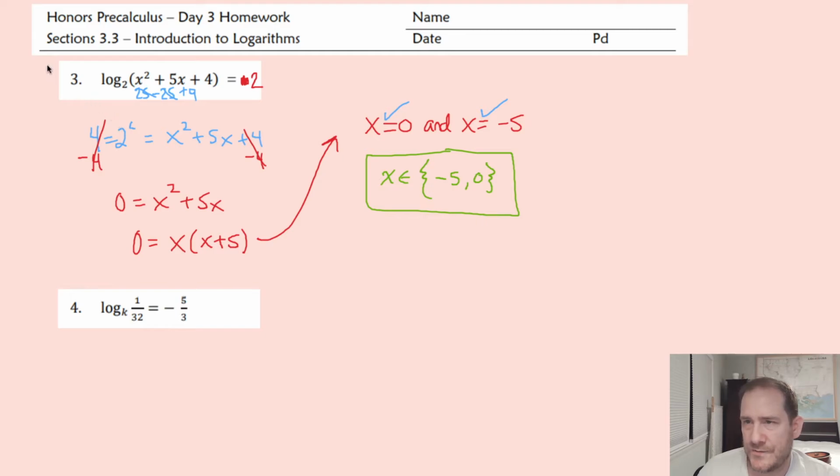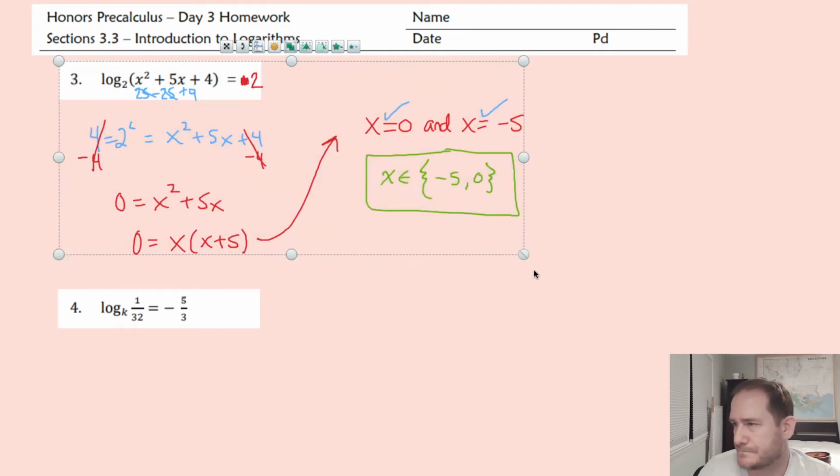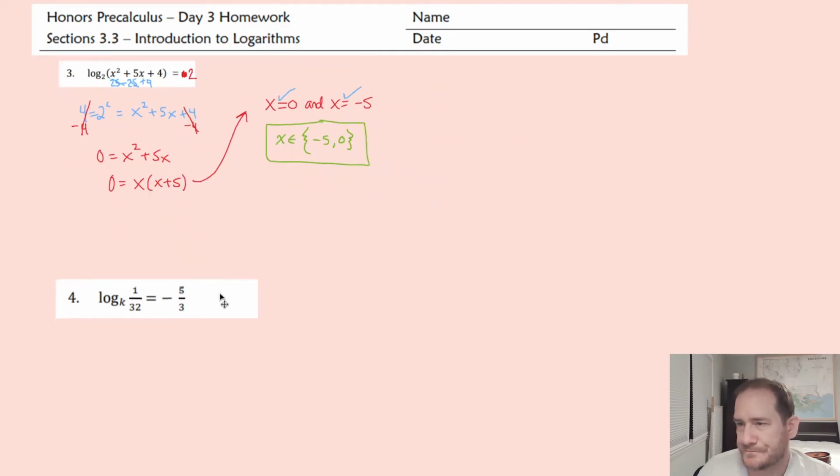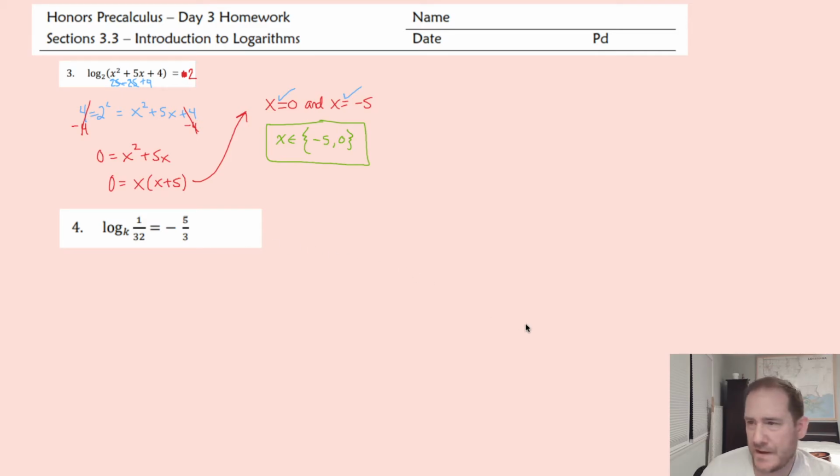I'm going to just assume I need more room for this one. Okay. Actually, I don't think I do. Let's do it in green. All right, again, I hope it's obvious that we're going to convert to exponential immediately. Our base k is going to go to the negative 5/3, and that's going to equal 1 over 32. Okay, from here, what do?